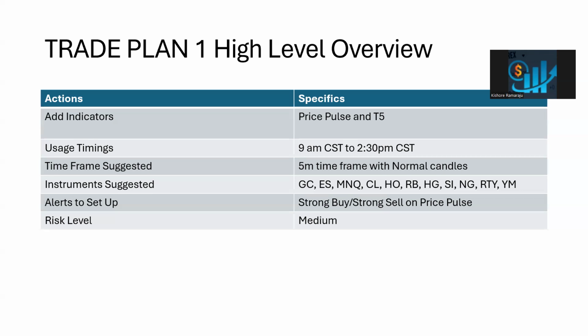The first trade plan comes with a medium risk and medium or high returns. For this particular trade plan, you need to have two different indicators on the chart. One of them is the Price Pulse. The second indicator is the T5 indicator. The best timing to use this trade plan is 9 a.m. Central to 2:30 p.m. Central. Then we use the 5 minute time frame with the normal candles. Instead of Fibonacci, we use normal candles.